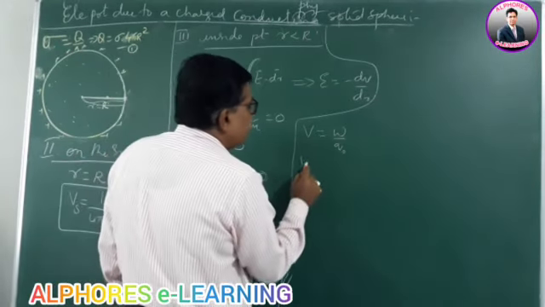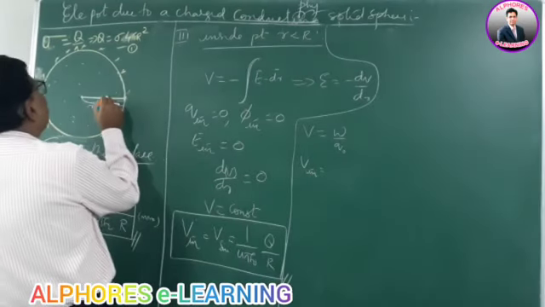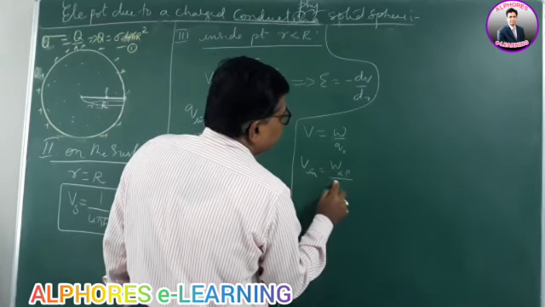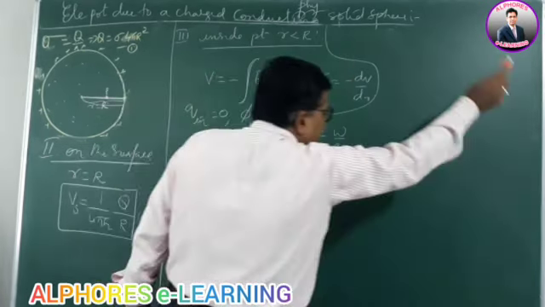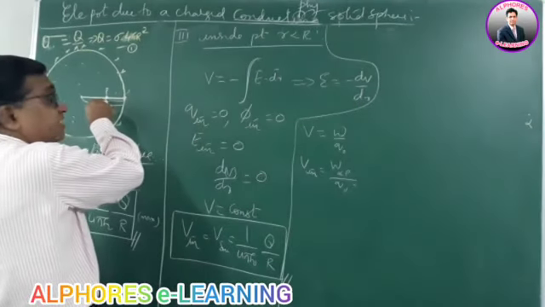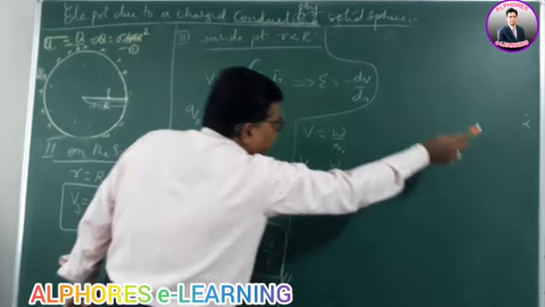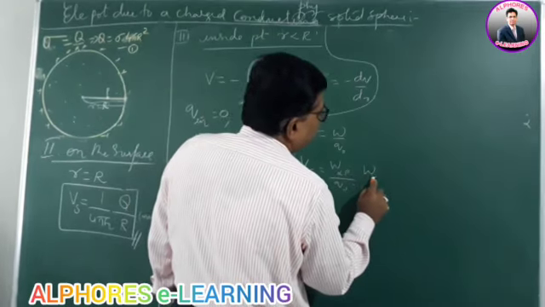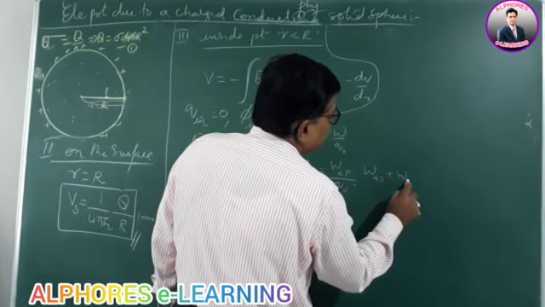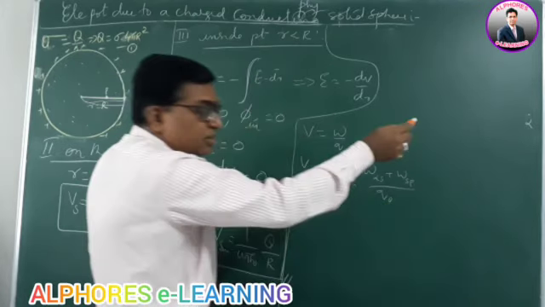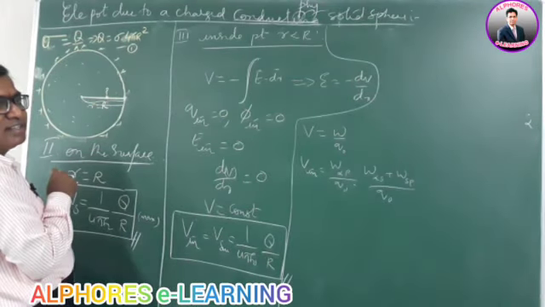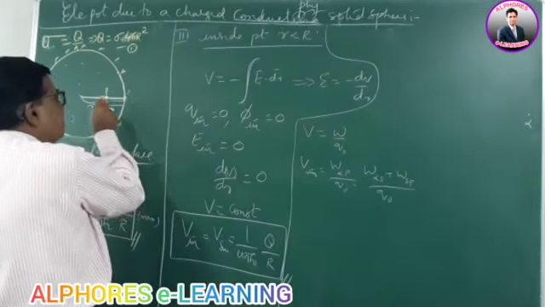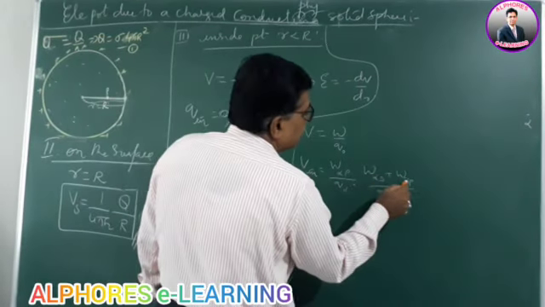So the potential at any inside point, let us say the point is P, is the work done to move from infinity to P by q naught. Now the work done to move from infinity to P is equal to the work done to move from infinity to the surface plus the work done to move from surface to point P, by q naught. To go inside the sphere, you have to pass through the surface. So it is from infinity to the surface plus from surface to inside.